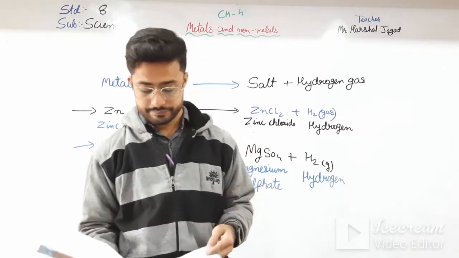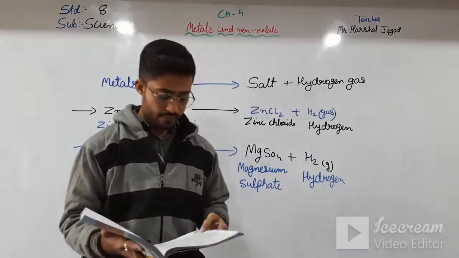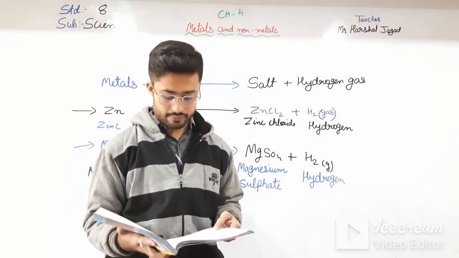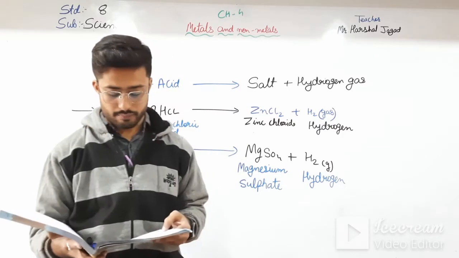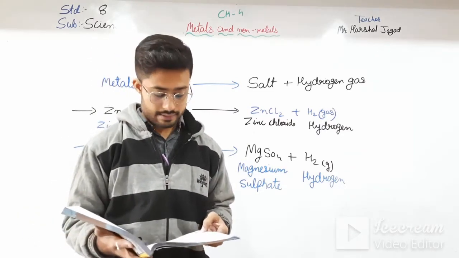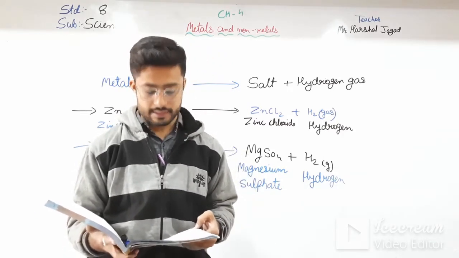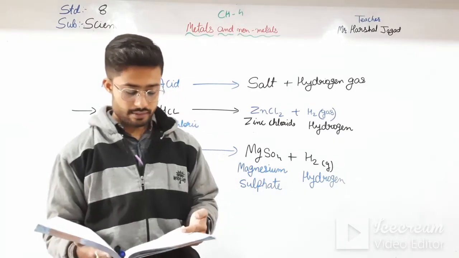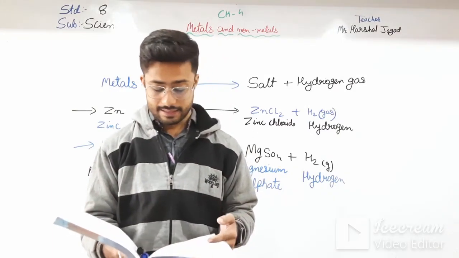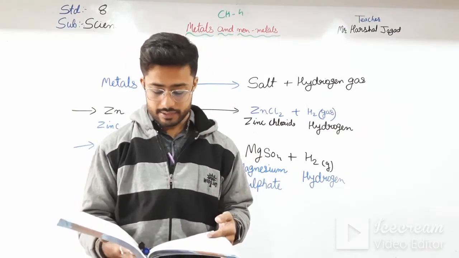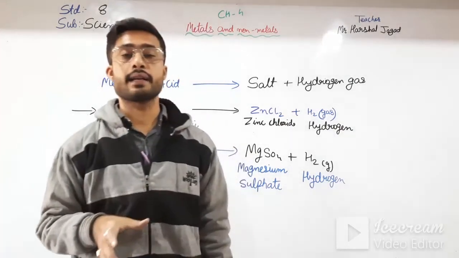Now, the reaction with bases. Only a few metals such as aluminium, zinc, and lead react with solutions of strong bases such as sodium hydroxide to produce a compound of that metal and hydrogen gas. And the reactions of non-metals with bases are complex; we will learn about this in higher classes. So only when strong bases are there are the metals reacted with them.